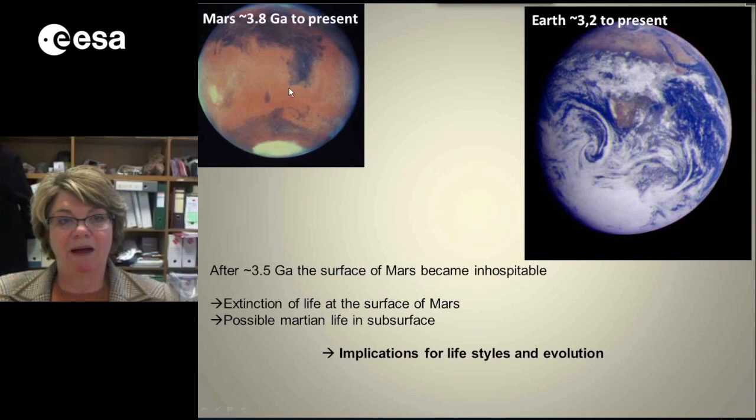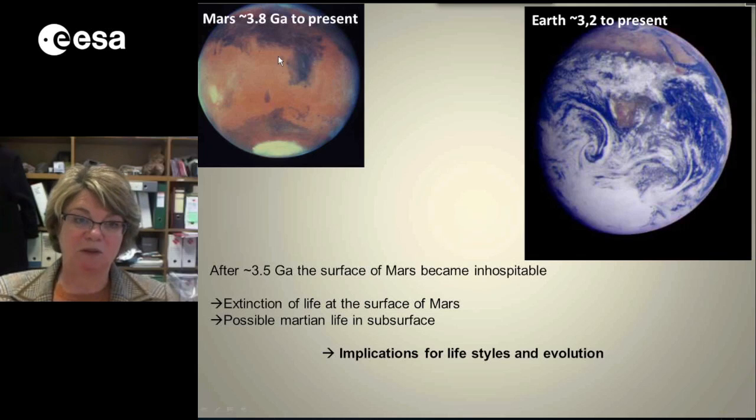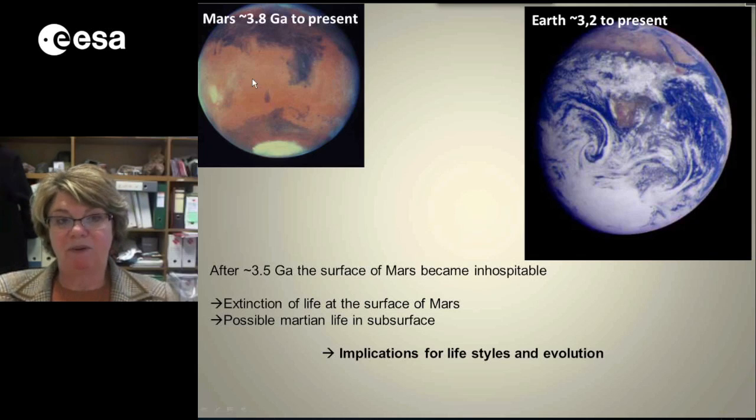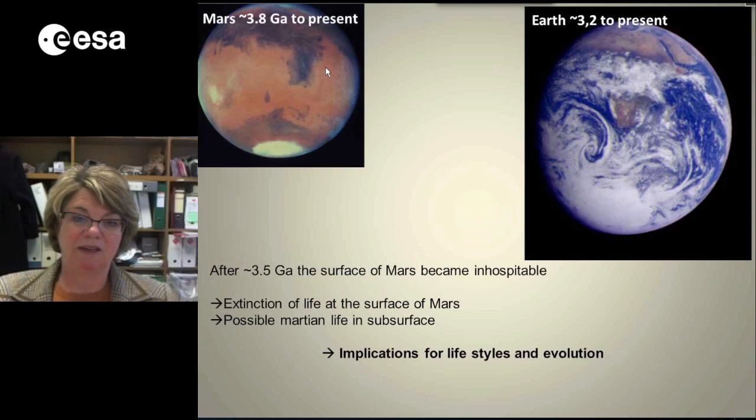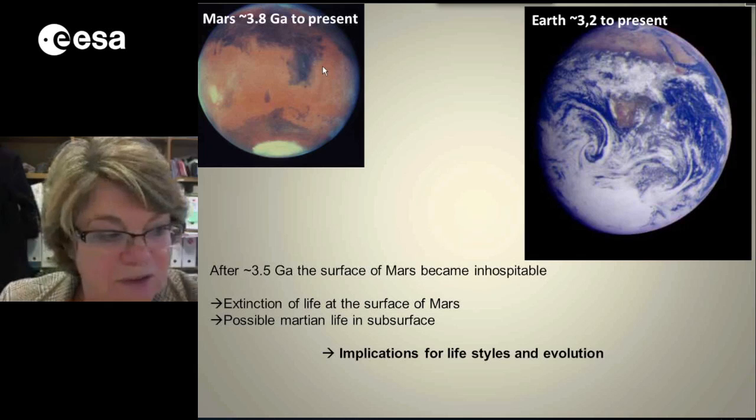However, from about 3.8 to about 3.5 billion years ago on Mars, the surface and environmental conditions became inhospitable. Life would have become extinct at the surface of Mars if it was there. But there's a possibility that if life did appear on Mars, it could have penetrated cracks in the crust and penetrated through to the subsurface aquifers and become cryo-frozen.